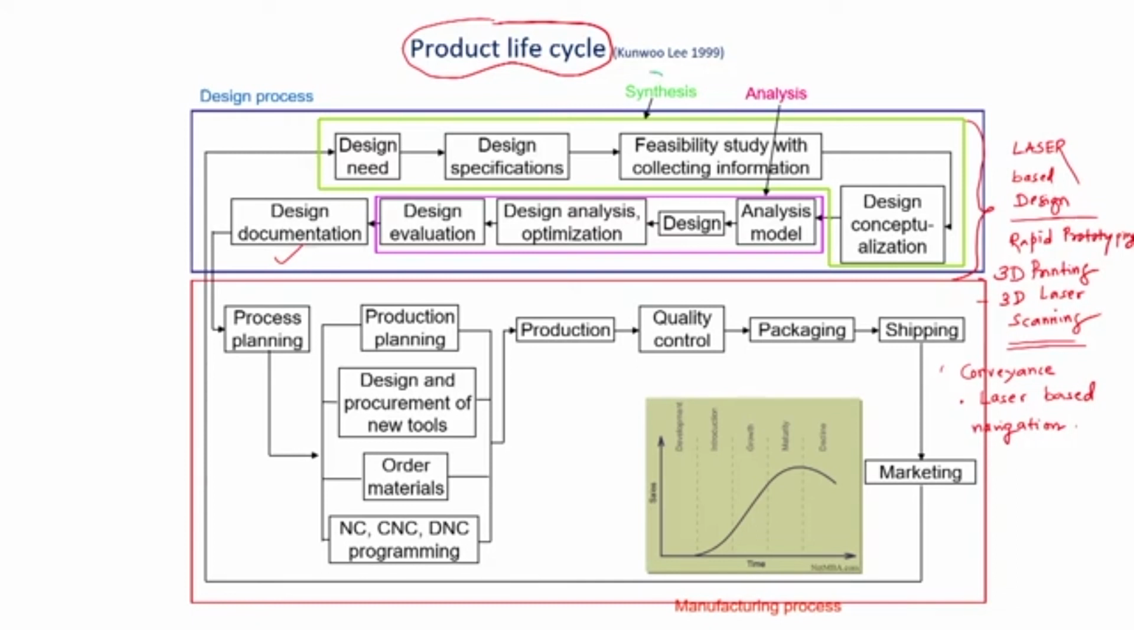The first one is the synthesis group. So, here you can see the identification of design need, then converting the design need into design specifications, and then carrying out the feasibility study and coming up with the conceptualized design model. So, all these activities are termed synthesis of the design.